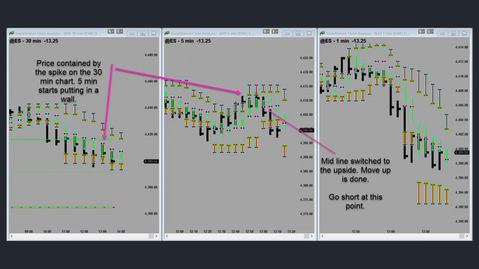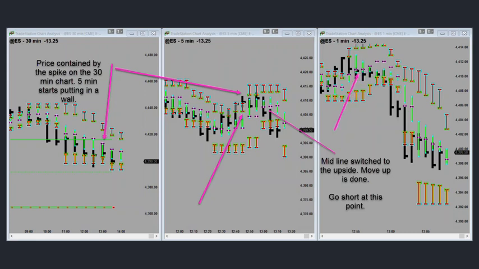So now we jump forward a few minutes and we can see that the 30-minute has run up to the top of the spike and the midpoint has contained price. And how that unfolded on these 5-minute and on these 1-minute bars will tell you where you wanted to exit that trade. Starting with the 1-minute, you can see price has gotten way up above the oncoming and now it's holding at the oncoming, it's holding at the spike, and now the midpoint has switched.